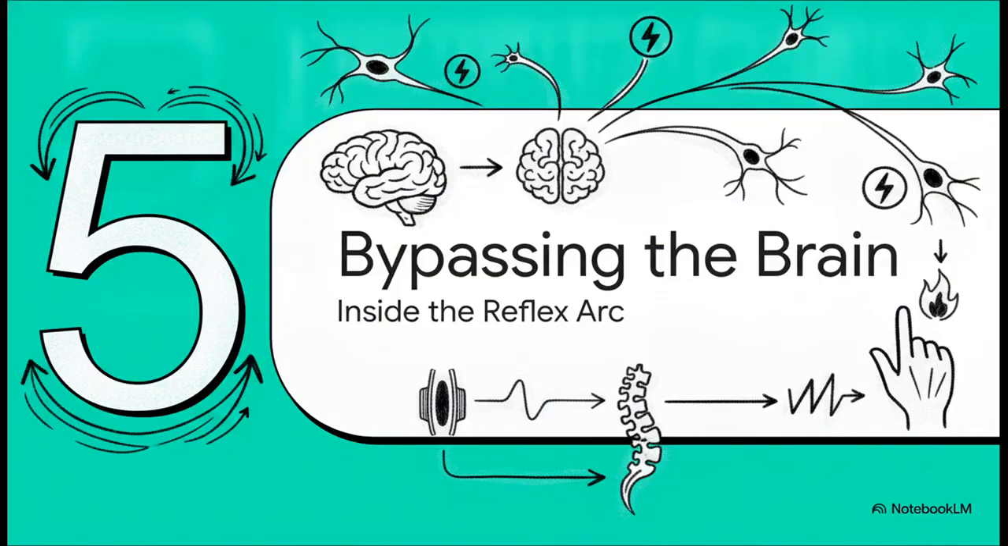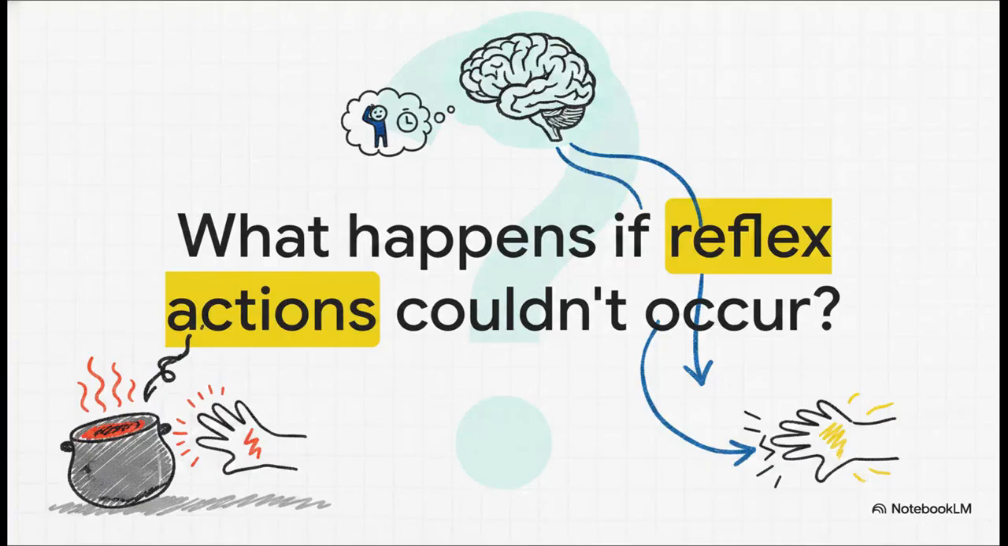Section 5. Bypassing the brain. Inside the reflex arc. And that automatic safety protocol brings us perfectly to the reflex arc. This is basically the body's ultimate evolutionary cheat code for dealing with sudden, severe physical danger. But I want you to think about this. What if reflex actions just couldn't occur?